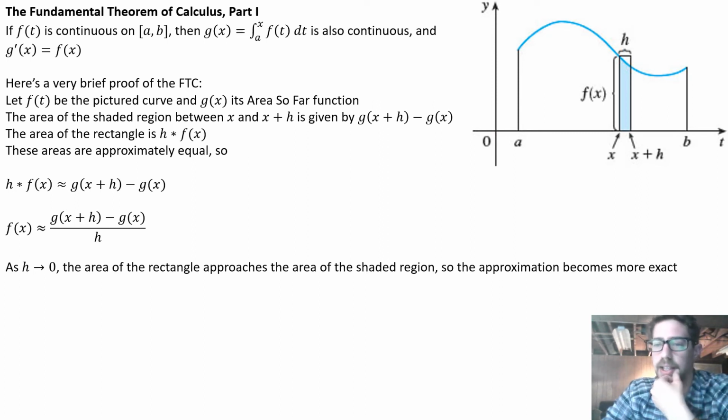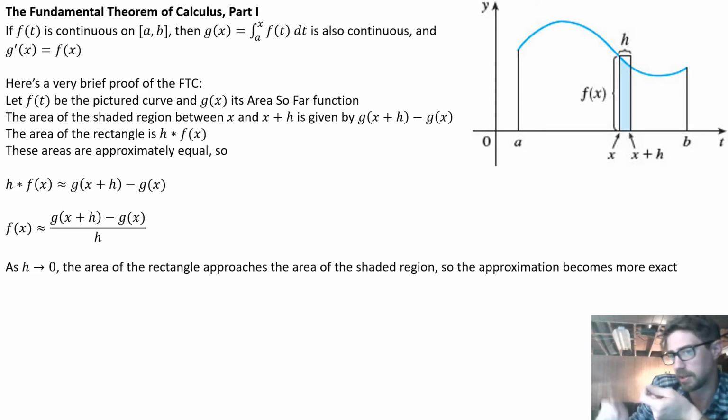Now the idea is, if we made that little region even skinnier, this approximation would get better. So picture the rectangle getting skinnier and skinnier. It's going to look more and more like just that strip, and there's going to be much less area hanging over at the top. So as h approaches 0, this approximation gets better. And the limit as h approaches 0 of this thing is exactly right.